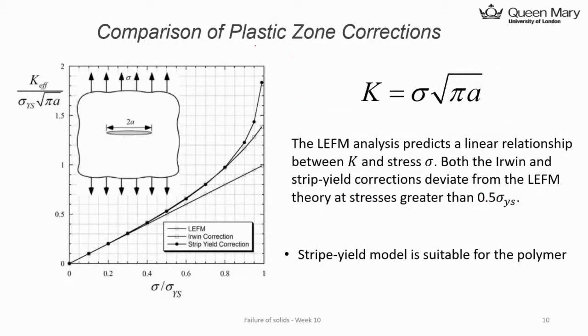And if you look at the estimation of the plastic zone corrections, without corrections you assume a linear elastic material, which gives you a straight line. What I'm plotting here is the stress intensity factor K equals sigma square root of pi a, so you divide the whole right term to the left. For linear elastic behavior, it's just a straight line, giving you the value of 1 if you reach the yield stress.